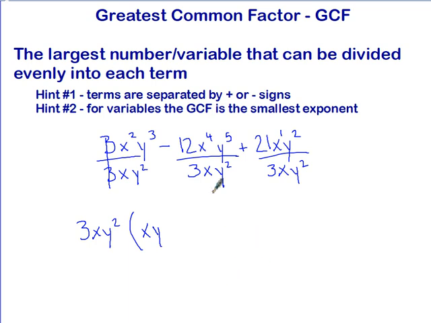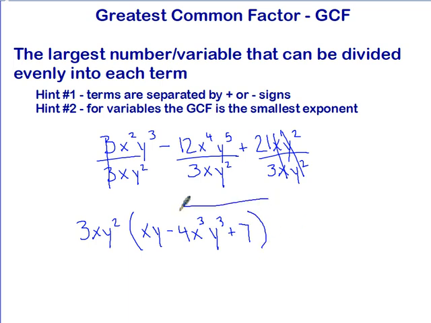Then we go to our next term. Negative 12 divided by 3 is going to be negative 4. Subtract my exponent. So 4 minus 1 is 3, so this is going to be x to the third. 5 minus 2 is also 3, so this is going to be y to the third. And then my last term, same thing, 21 divided by 3 is positive 7. x and x, 1 minus 1 would be 0, so there are no more x's left in this term. 2 minus 2 is 0, so there are no more y's left in this term, so it's just 7.